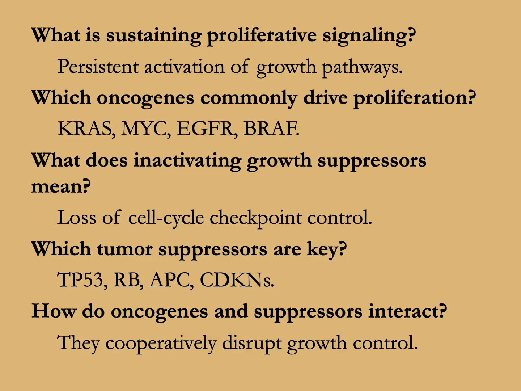Which tumor suppressors are the key? TP53, RB, APC, and CDKNs. How do oncogenes and suppressors interact? They cooperatively disrupt growth control.